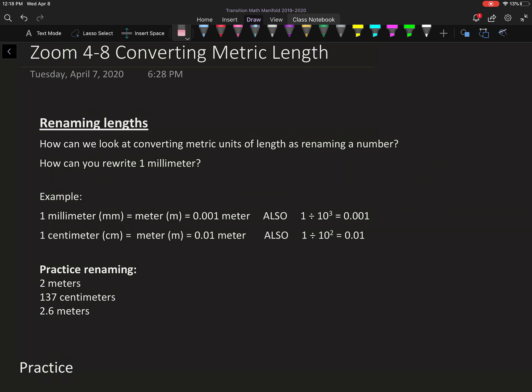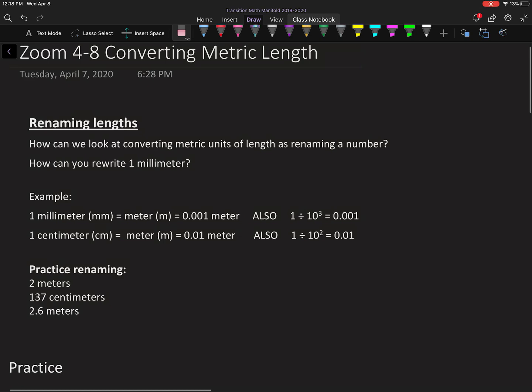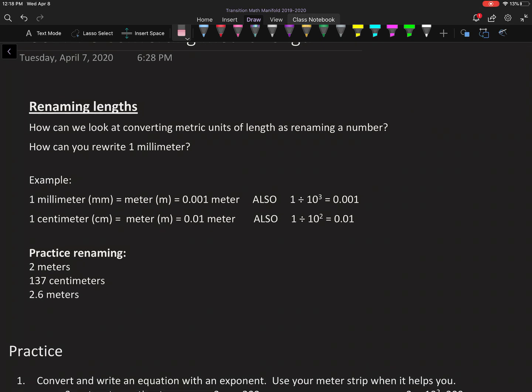One of the things I was trying to get you to think about is when we go through these conversions, all we are really doing is renaming a number. Just like when we would practice for bell work and we would have the number 3/4, there's so many different ways that we can represent 3/4 and it still means 3/4.